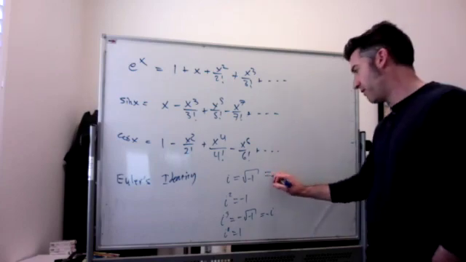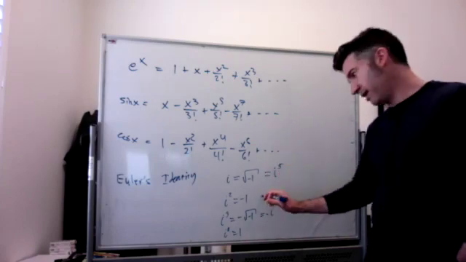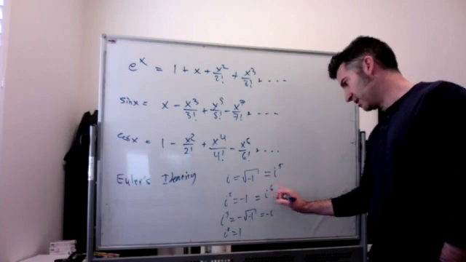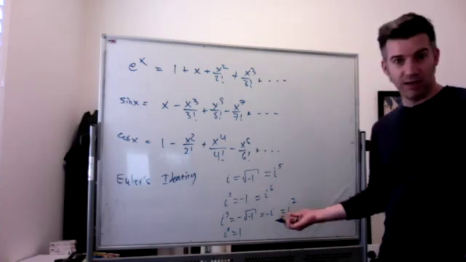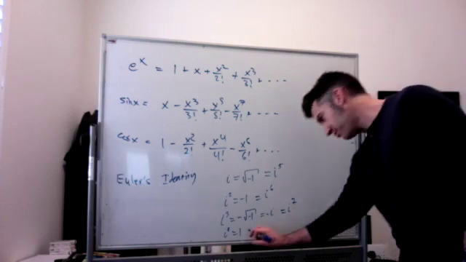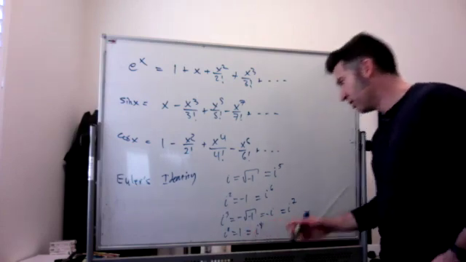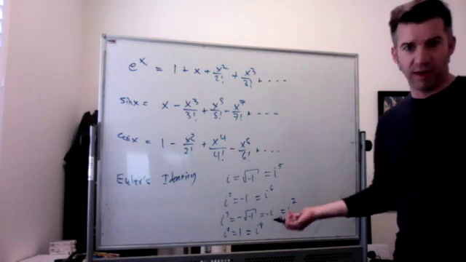So i to the fifth is i. i to the sixth is i squared, which is -1. i to the seventh is i cubed, which is -i. And i to the eighth is 1. So basically every fourth power of i, you get back to where you started.